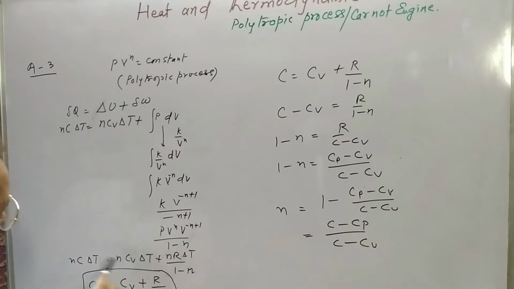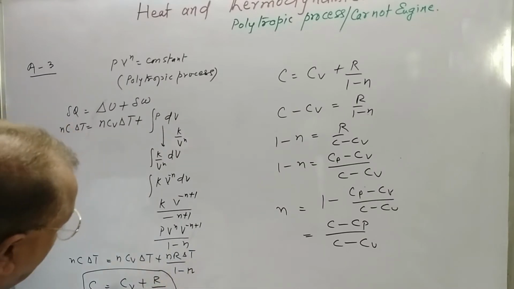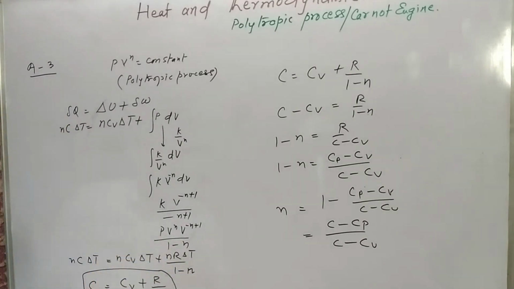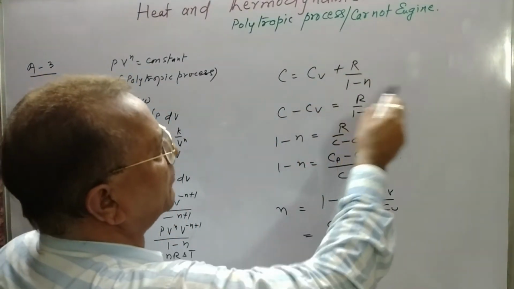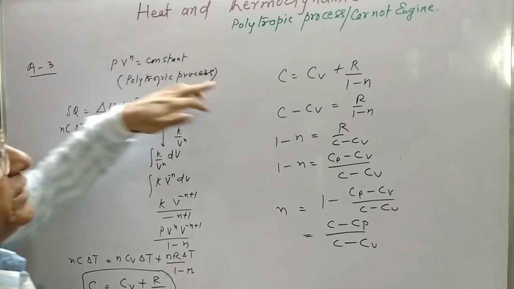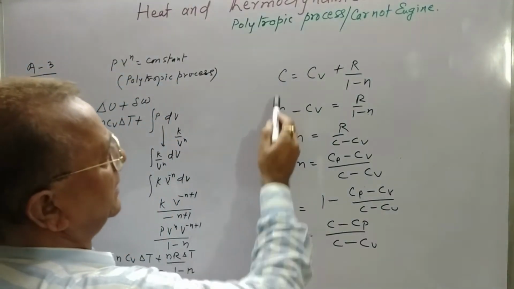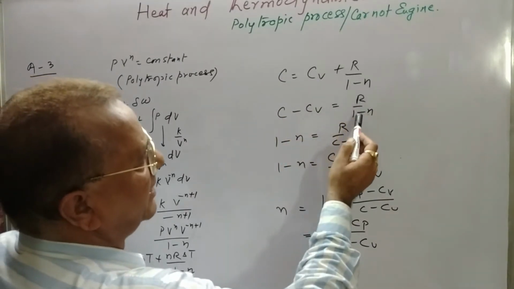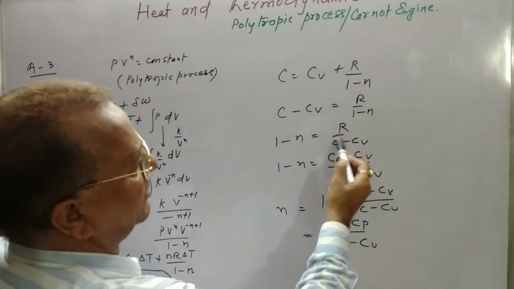Therefore, the formula comes out to be nC ΔT = nCv ΔT + nR ΔT/(1-n). Cancelling n and ΔT throughout, you get C = Cv + R/(1-n). I have given you the derivation, but you need not derive it. You can use the result directly. Then the question becomes C - Cv = R/(1-n), so 1-n = R/(C - Cv).